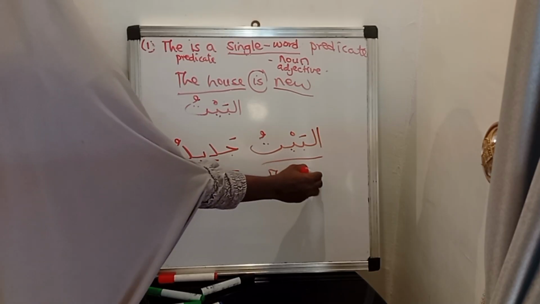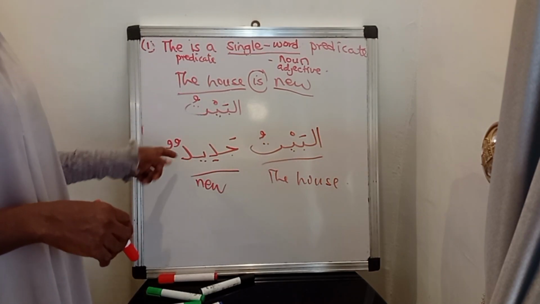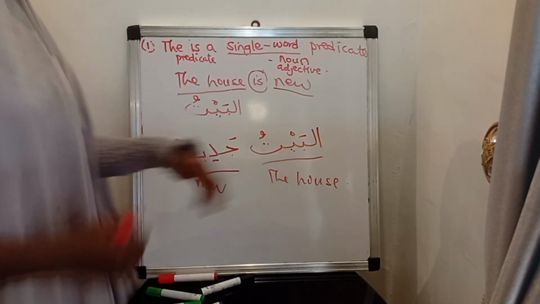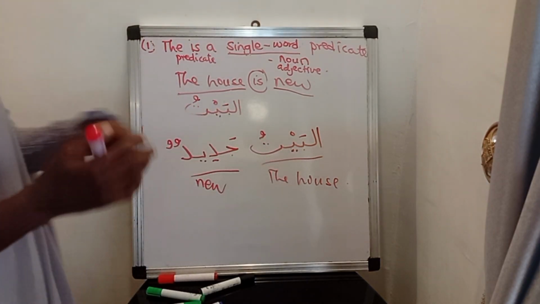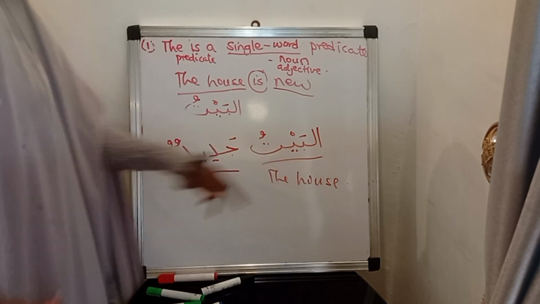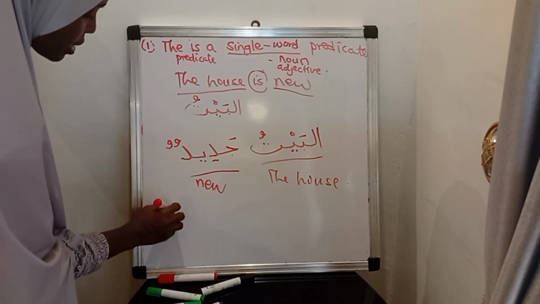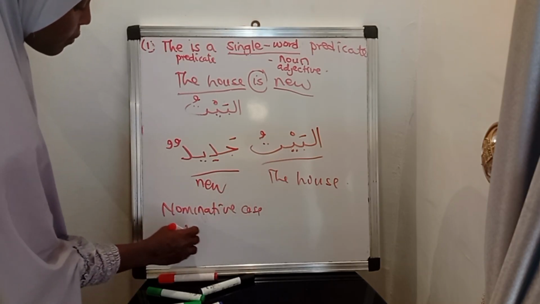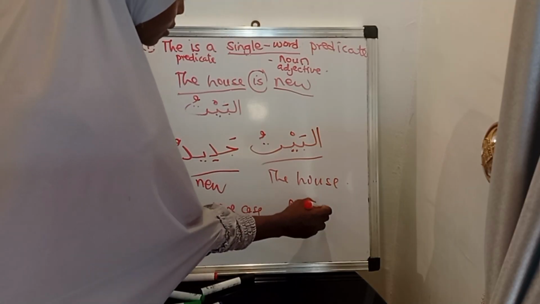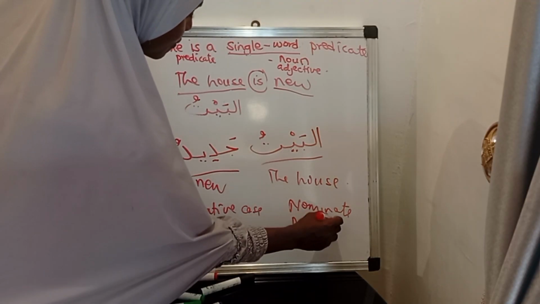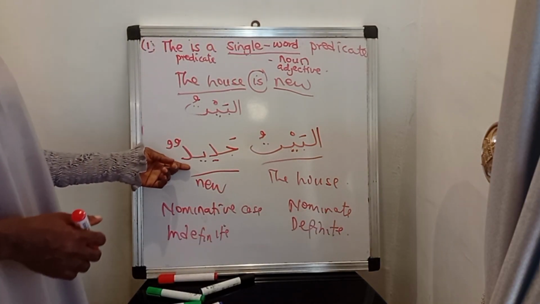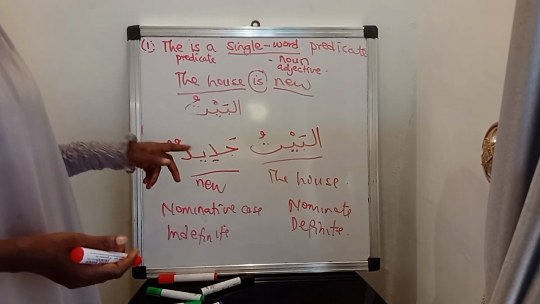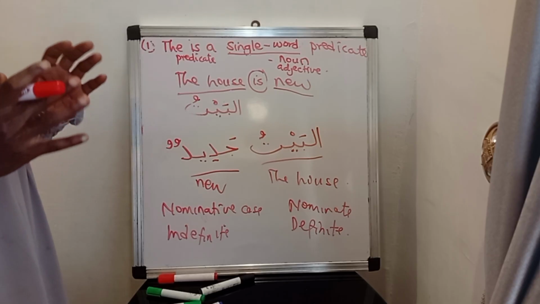You can see this is ending with dhamma, and what kind of dhamma? Tanween. So it is marfu'un and it is indefinite. The subject is marfu'un but definite. So we have marfu'un, nominative case, indefinite, and this is also nominative case, but definite. So what makes a noun marfu', what makes it in nominative case, is that it ends with dhamma. And what makes it definite or indefinite is that it has tanween or it has alif lam. That will be the focus of our lesson for today.